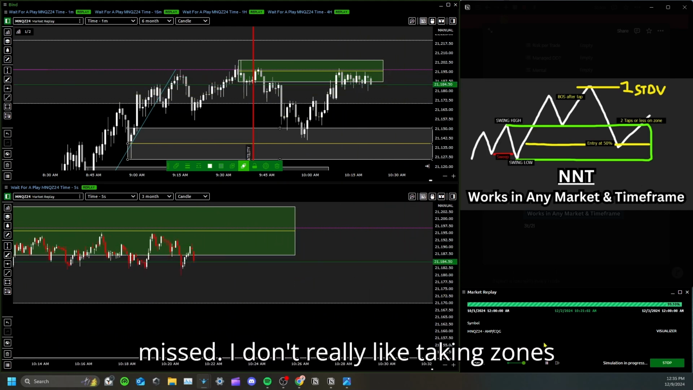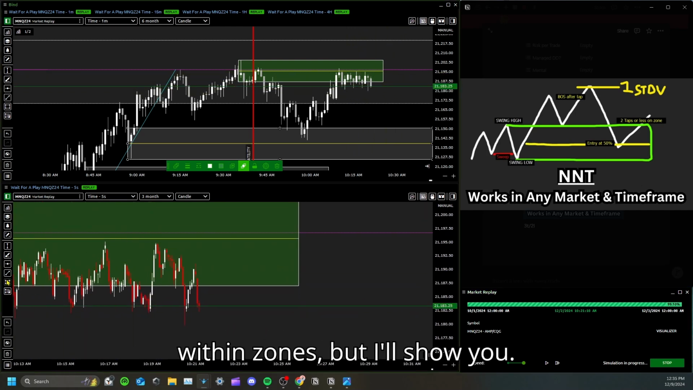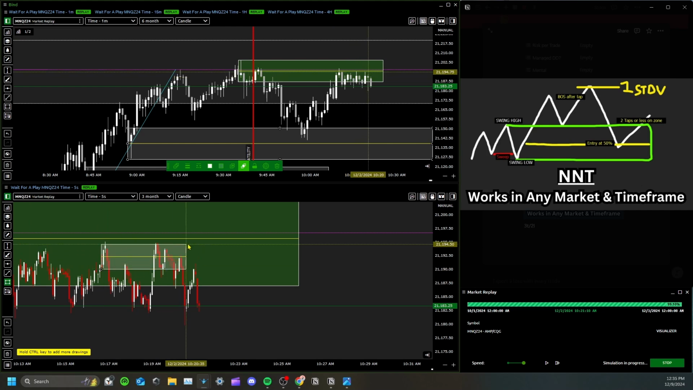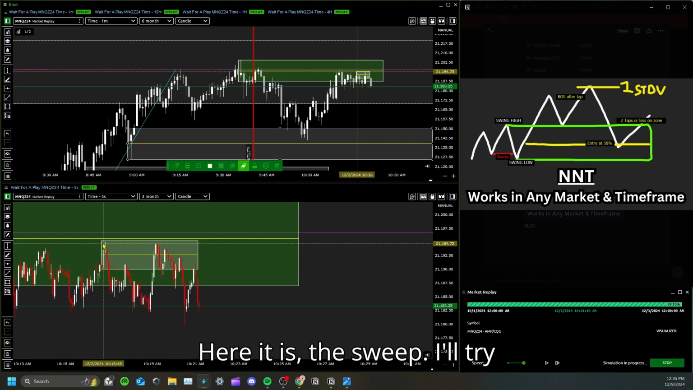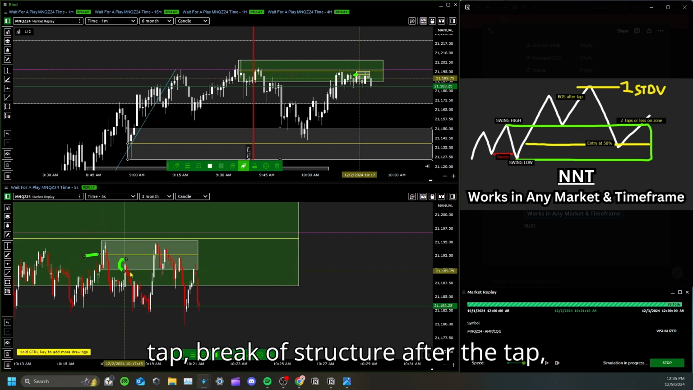Oh, look, there was a setup that I missed. But I don't really like taking zones within zones. But I'll show you. Here it is. The sweep. I'll try to draw it out. It'll be easier. Sweep. Tap.